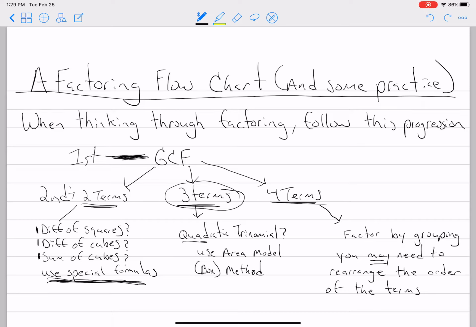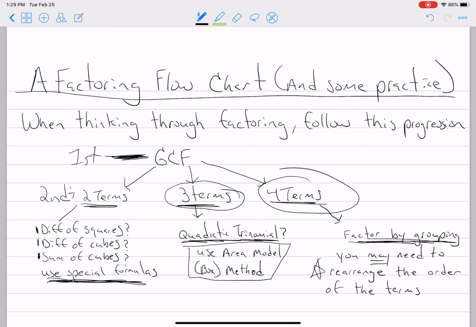If you're looking at 3 terms, well, is it a quadratic trinomial? In other words, x squared plus something x minus 8. You don't need to write that part, but you should know what a quadratic trinomial is. Because if it is, you need to use the area model, that box method. And finally, what if you have 4 terms? Here's where you're probably going to think about factoring by grouping. And remember, you may need to rearrange the order of the terms to factor by grouping.